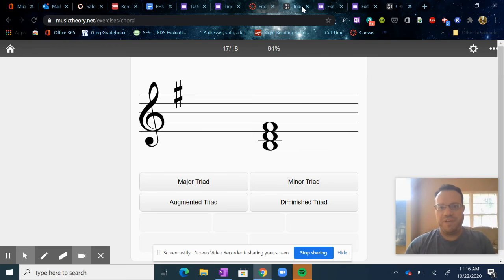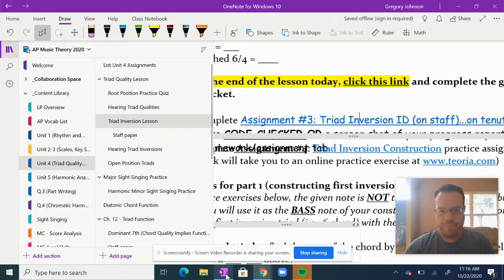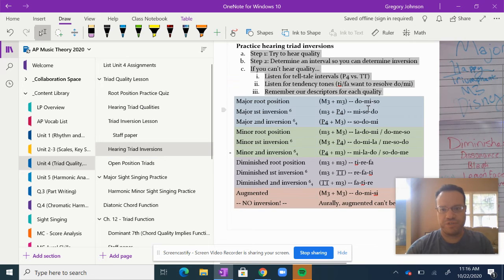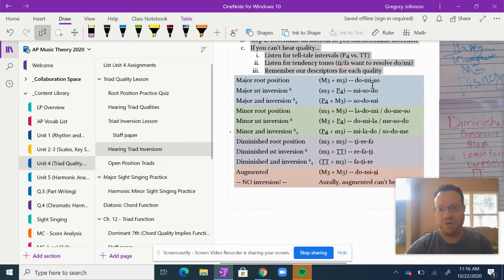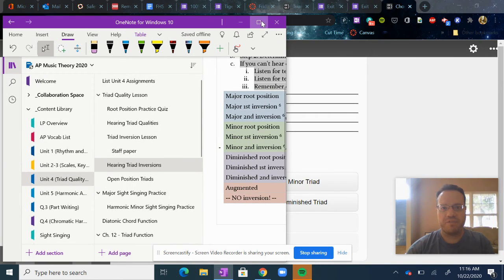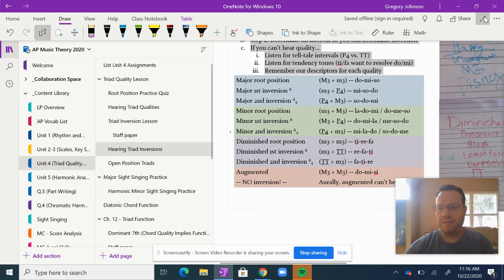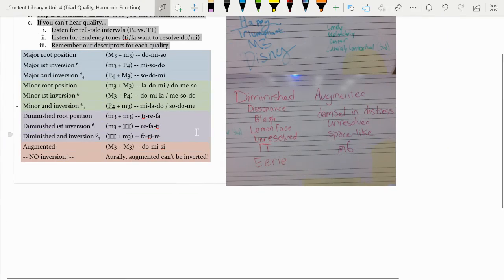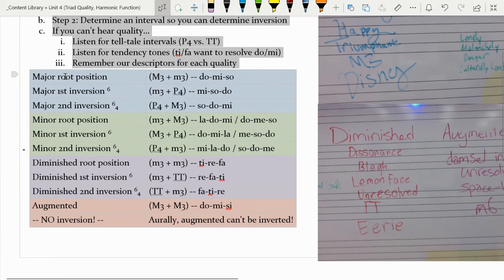Okay, the other thing that might be helpful for you is, when we hear triad inversions, it might help you to also identify them visually as well. When you think about the formula, when you have a major chord in root position, it's a major third and a minor third. And then we invert it, it's a minor third plus a perfect 4th. So we're hearing a perfect 4th, major triad, first inversion.